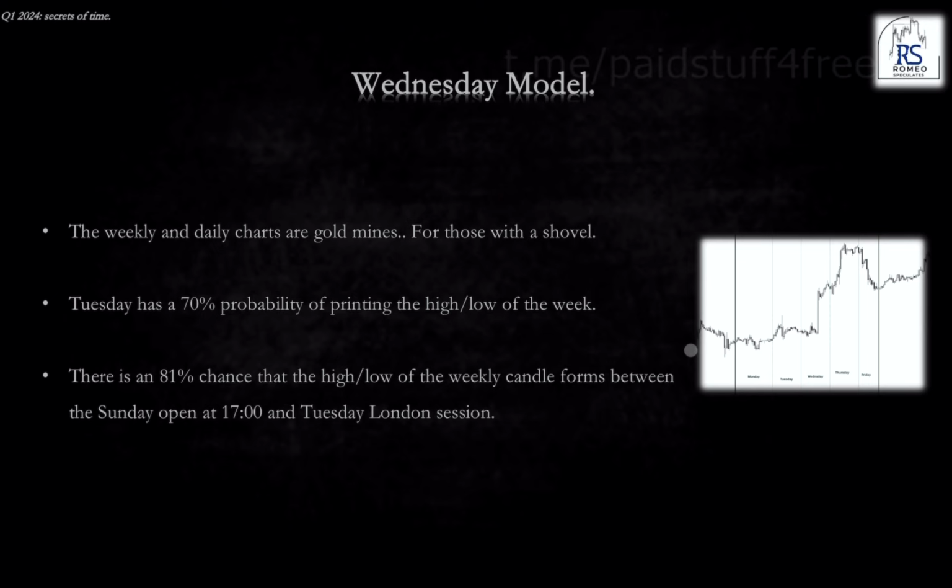And in it, we'll see an important phenomenon, which is that there's an 81% chance that the high or low of the weekly candle forms between the Sunday open and the Tuesday London session. And there's a 70% chance of Tuesday printing the high or low of the week. This is a concept discussed by many great minds in the realm of technical analysis. One of them, most notably, is William Gann. And, not a surprise, ICT also mentions this in his teachings, which is true. Tuesday has a high chance to print the high of the week.